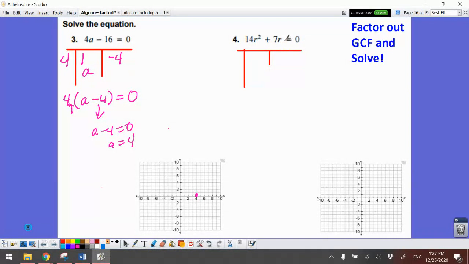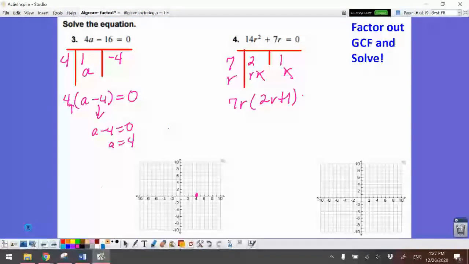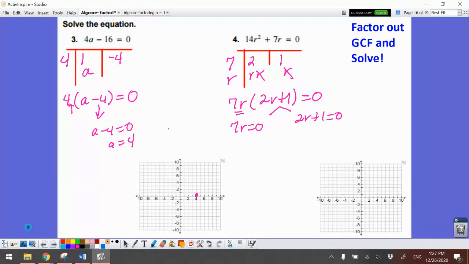Now this one, on the other hand, let's take out a 7. 14 divided by 7, that's a 2. 7 divided by 7, that's a 1. Now I have 2 r's and an r, so I can take out an r. So I have 7r, 2r plus 1 equals 0. So this is what I want to see. I want to see a variable. So 7r equals 0, 2r plus 1 equals 0. So there's my 2 equations.